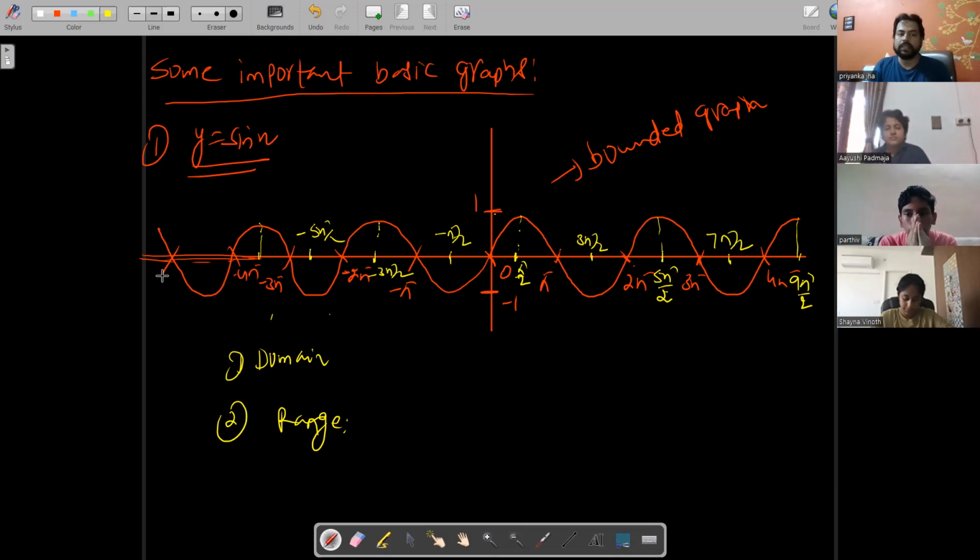Now you can see this sin x curve exists everywhere. For every value of x, it will give you some value between -1 and 1. So the domain of this function is all real numbers. So x belongs to all real numbers. Domain of sin x is all real numbers.